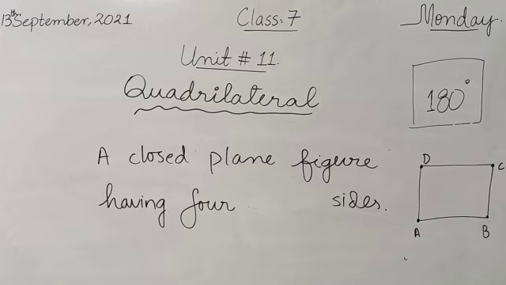In the next class we will see what are the different types and different properties of a quadrilateral. Now your assignment is to define all the types of triangle, all 6 types of triangle in your neat copies and draw each type of triangle along with definition. Okay? Thank you students. Allah Hafiz.